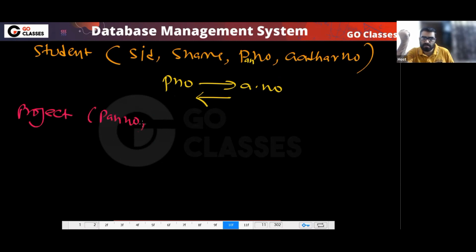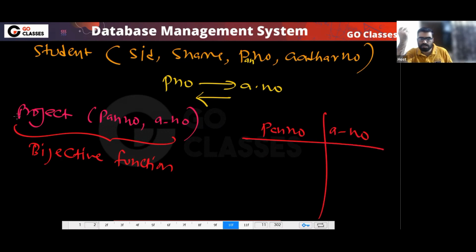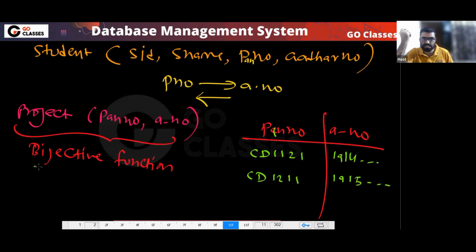So now if I project PAN number, comma, Aadhaar number, then what am I going to get? Then I will get a bijective function. Yes or no? If I project this, then I will get a bijective function. Correct or not? Maybe CD1121, and this Aadhaar number you will get. Like this, CD1211. Like this, you are going to get a bijective function.